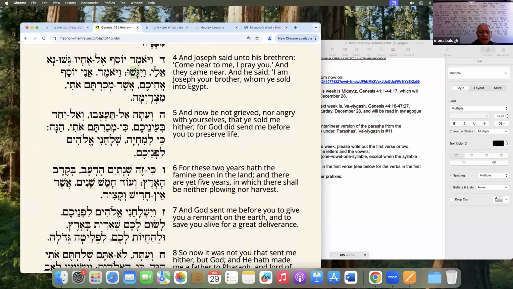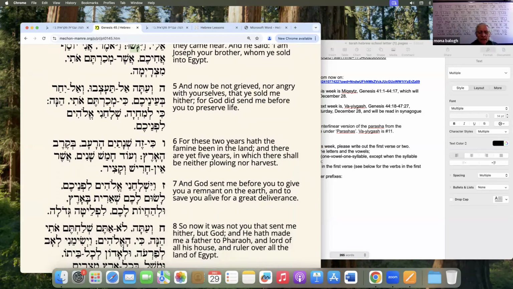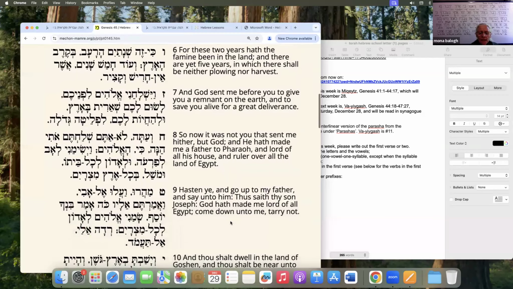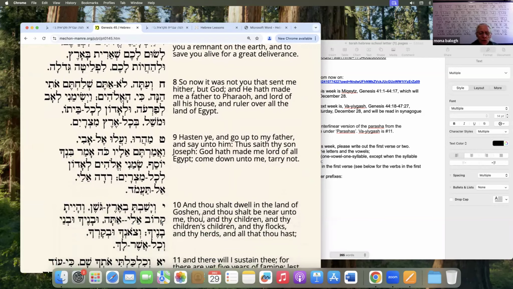For these two years has a famine been in the land, and there are yet five years in which there shall be neither plowing nor harvest. And God sent me before you to give you a remnant on the earth and to save you alive for a great deliverance. So now it was not you that sent me here, but God. And he has made me a father to Pharaoh, a lord of all his house, and ruler over all the land of Egypt. Hasten and go up to my father and say to him, thus says your son Joseph, God has made me lord of all Egypt. Come down to me, tarry not, and you shall dwell in the land of Goshen.